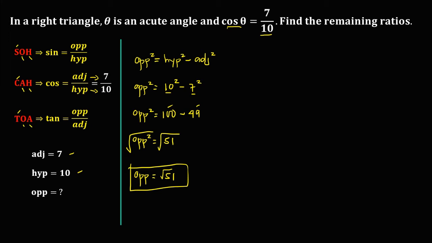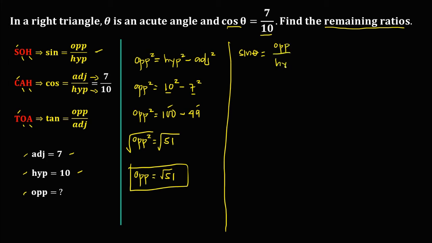Since we now have all three values, the adjacent, the hypotenuse, and the opposite, we can solve the remaining trigonometric ratios. To solve for sine theta, it is equal to the opposite over the hypotenuse. So opposite is square root of 51 over the hypotenuse, that's 10. So sine theta is square root of 51 over 10.